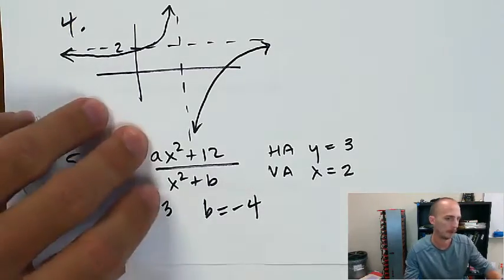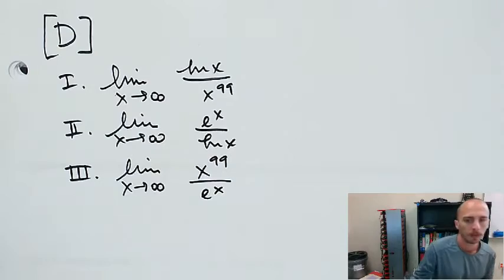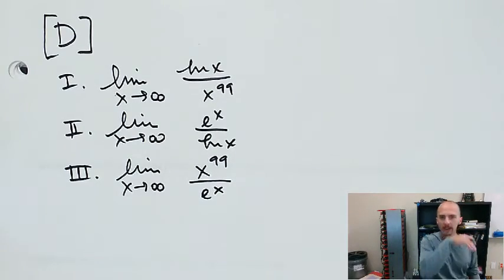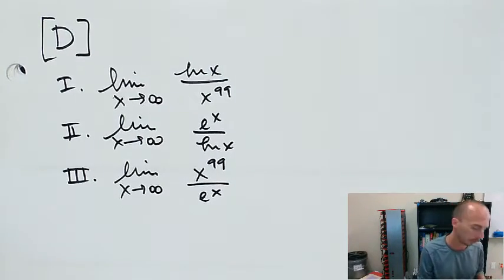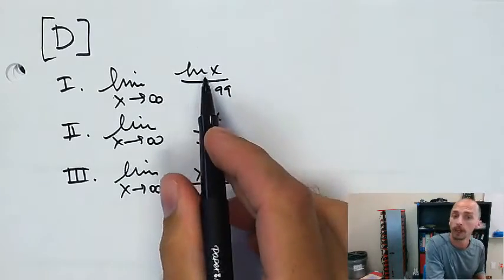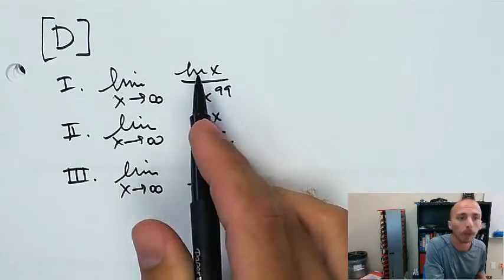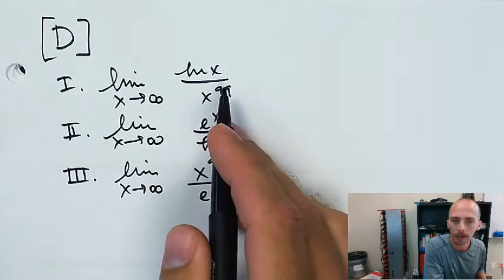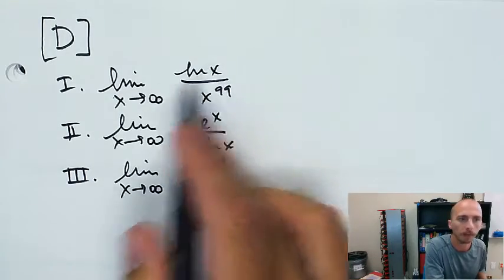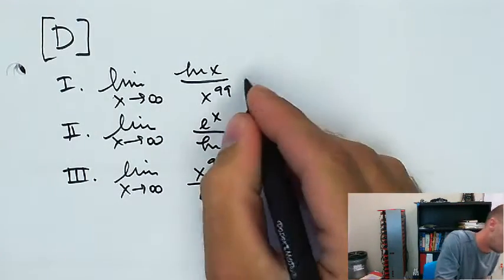All right, now on to set D. I'll just copy the problems real quick. All right, here's 3 limits at infinity. We're going to compare different types of functions. Now we know that log of x is the slowest growing of all the functions that we look at. And so x to the 99 is certainly going to go faster than log of x, so we're bigger on bottom. This limit is 0.